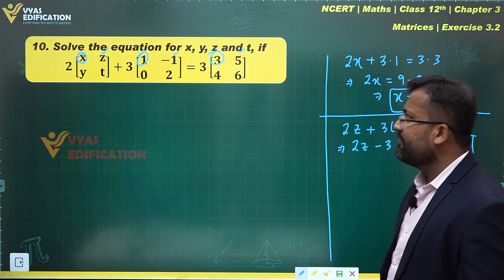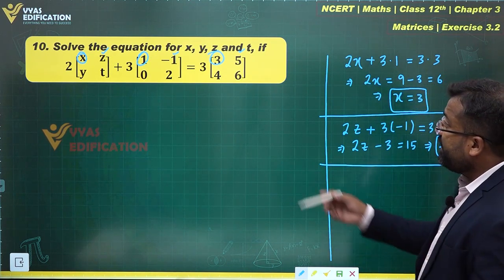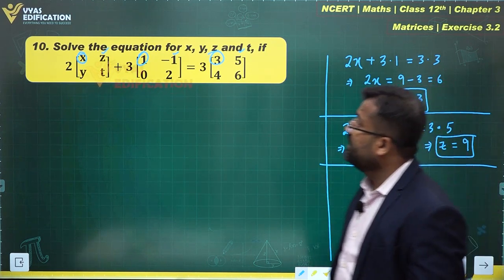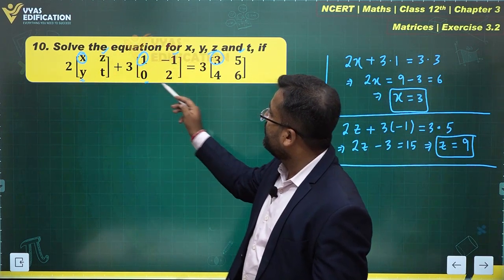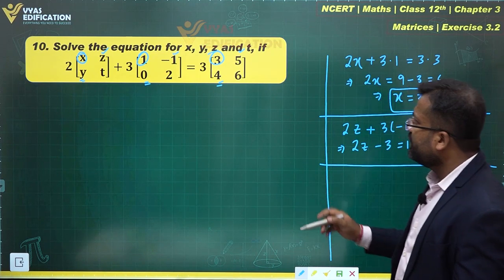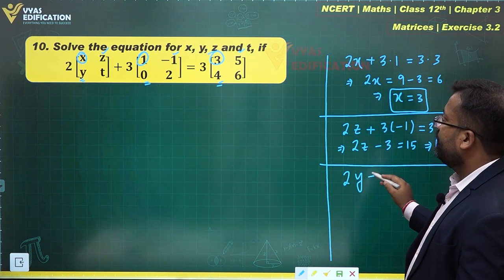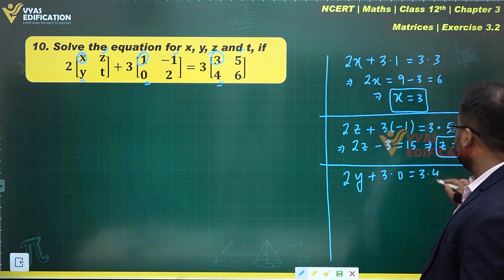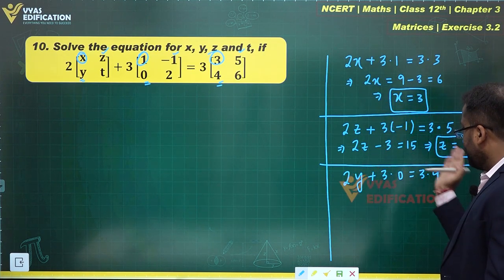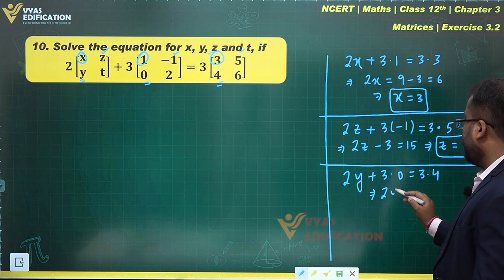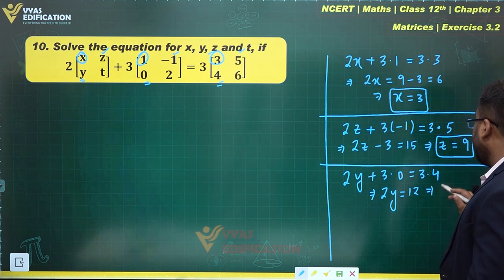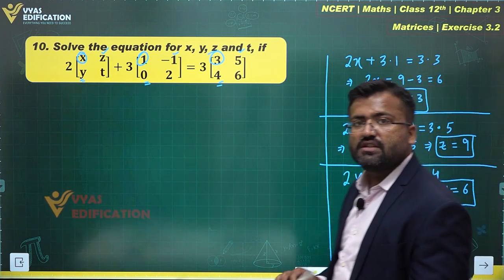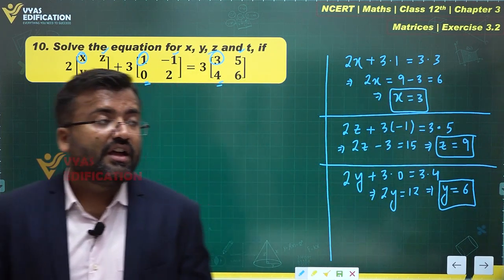Very simple, yes. So let's compare the element present at the location, second row, first column, over here. What you have on the LHS is 2y plus 3 times 0 is equal to 3 times 4. What you have is 12 minus 0 is equal to 2y. 2y equals 12, or y equals 6. This is what you have, right?